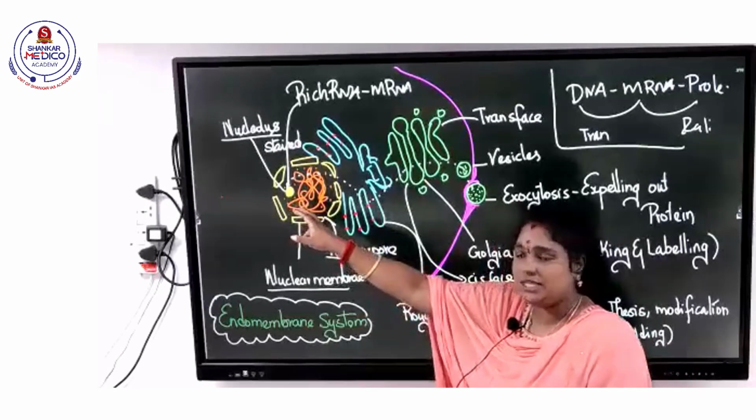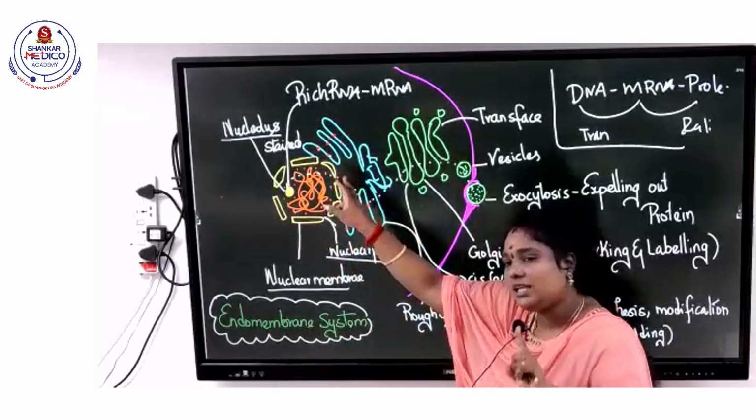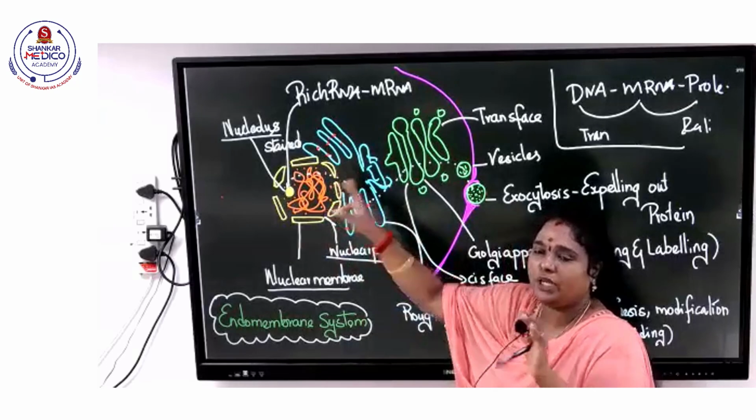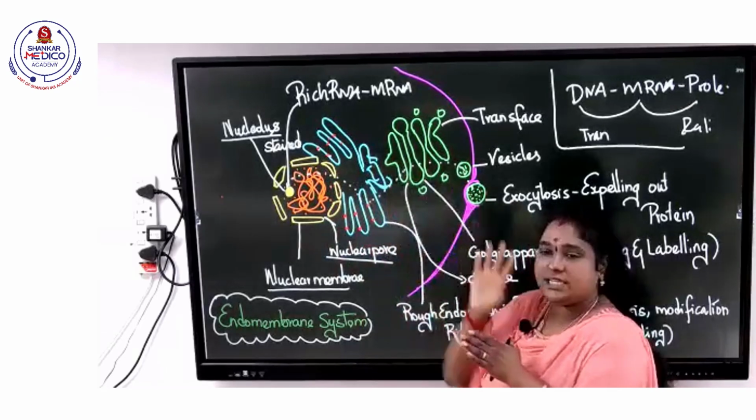So what is the first step? From the nucleolus, the mRNA moves to the rough endoplasmic reticulum. What does the rough endoplasmic reticulum have? Ribosomes. Now it will go and make a protein. What we studied already, ribosome is a protein factory. Now the protein is made.